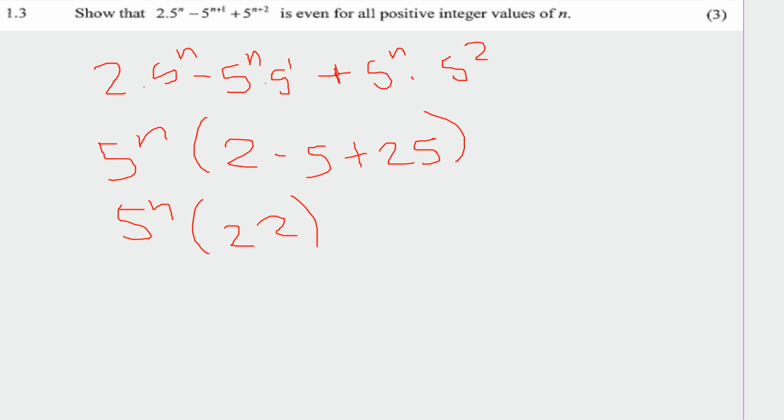So now, remember, this n is an exponent. So 5 raised to the power of any positive integer, your answer will either be odd or even. Like I have explained, if you have an odd number or an even number and you multiply it with an even number, your final answer will be even. 22 is even, that means your final answer will be even. So you can just give an explanation to say that any integer multiplied by an even number, the answer will always be even.